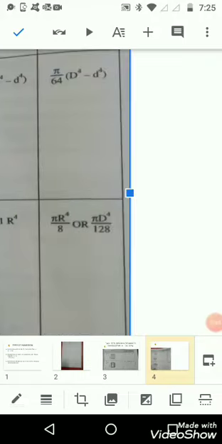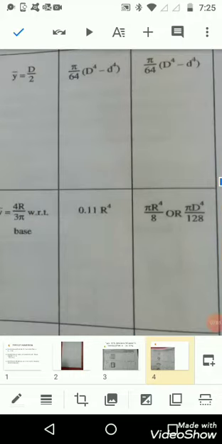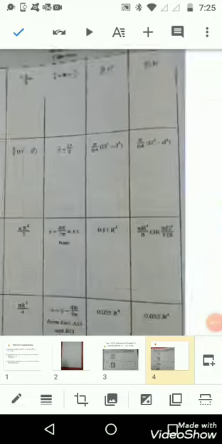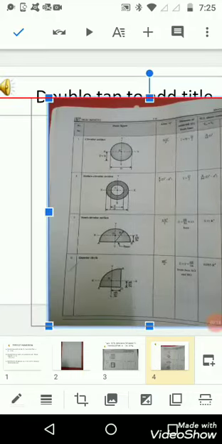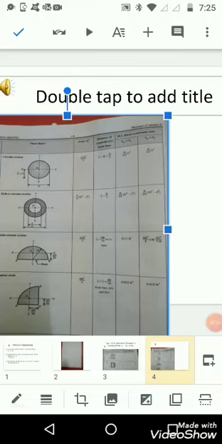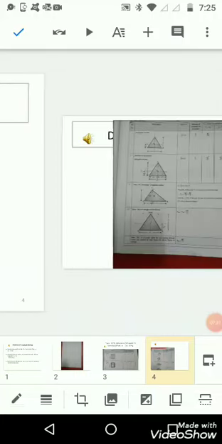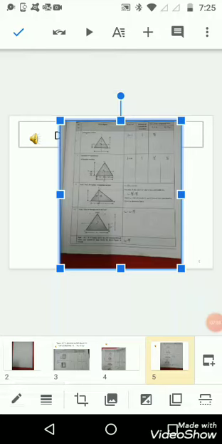So these are the formulas: moment of inertia IXX is 0.11 r raised to 4, and moment of inertia about IYY is pi r raised to 4 divided by 8. Whenever we try to solve a problem, I'm going to give you the formula also, so you don't need to worry about that. Fine. Move to the next slide.